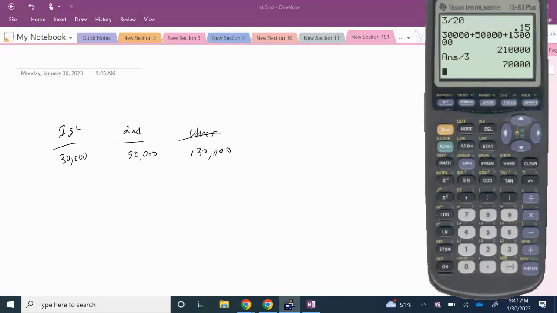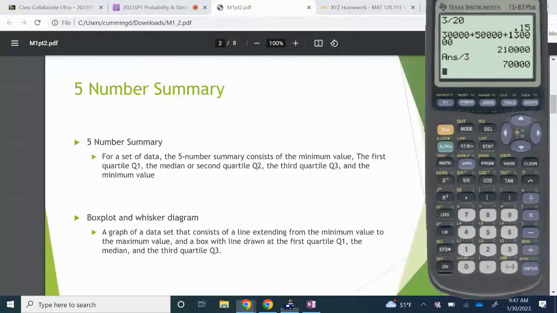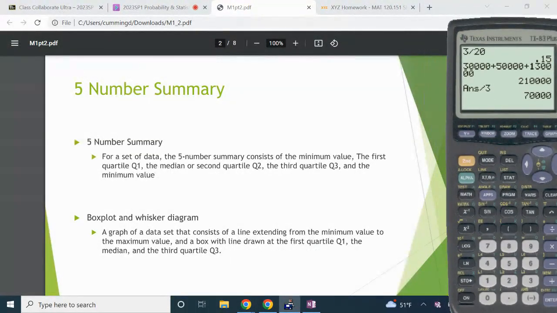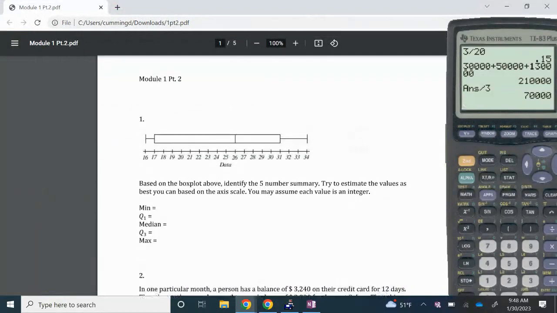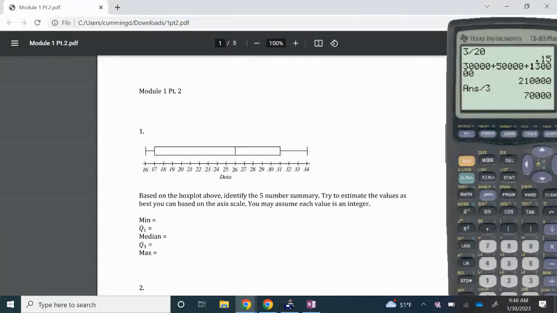Okay. So that's a part of the five number summary. Okay, and we can also make a graph, I guess you can say, of a five number summary, called a box plot. And a box plot is just a graph that shows the five number summary: the minimum value, maximum value, Q1, Q2, which is the median, and Q3. Okay, so I'm going to go to the next one, and I can't actually write on this.